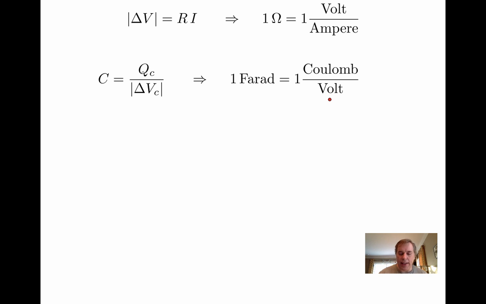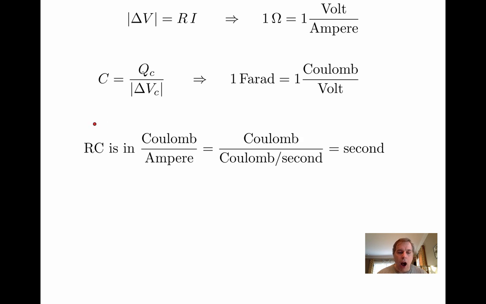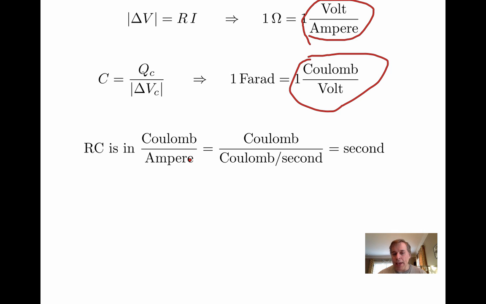Now, look at this. In the exponential, we have R times C. So R times C is equal to a resistance multiplied by a capacitance. If you multiply this by this, you see the volts cancel out, and you're left with coulombs per ampere. But 1 ampere is 1 coulomb per second, so the coulombs cancel out, and you're left with seconds. So RC, this number here, is actually something in seconds.